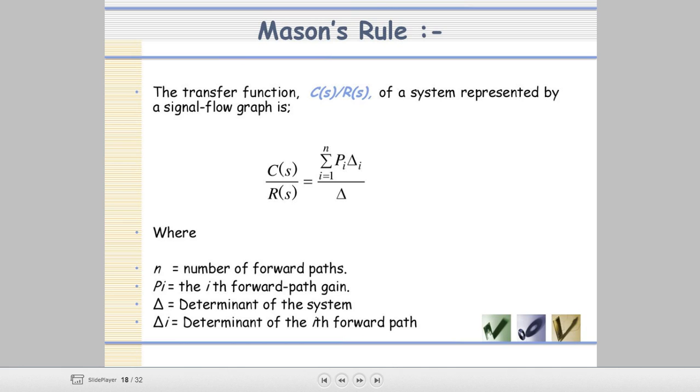So let's see Mason's rule. The transfer function C of S by R of S of a system represented by a signal flow graph, that is C of S by R of S, will be summation of i varying from 1 to n, Pi delta i upon delta. What is n? Number of forward paths. Here n is number of forward paths. Pi, ith forward path gain. What is delta? Determinant of the system. Delta i, determinant of the ith forward path. Remember this formula, it's very important.